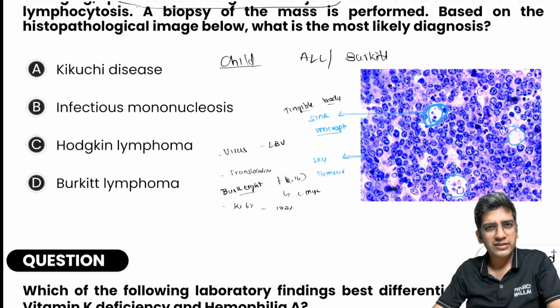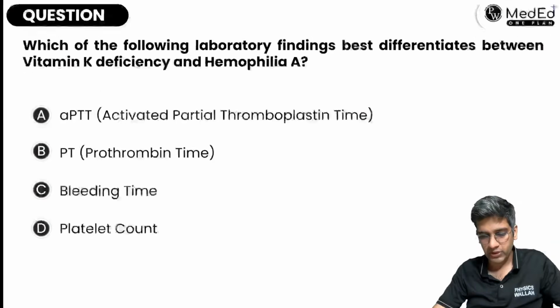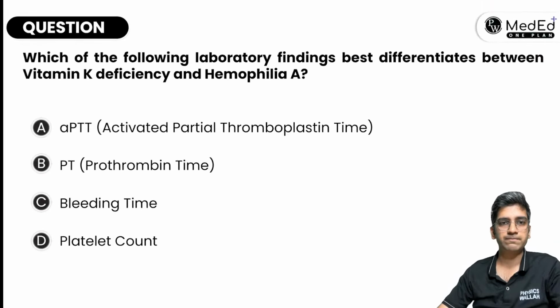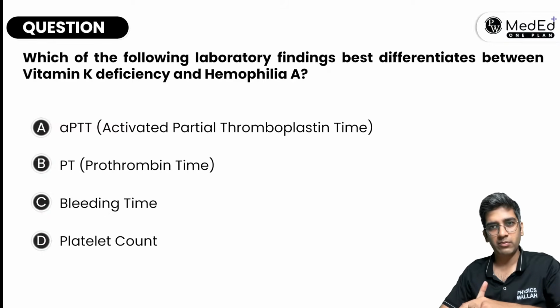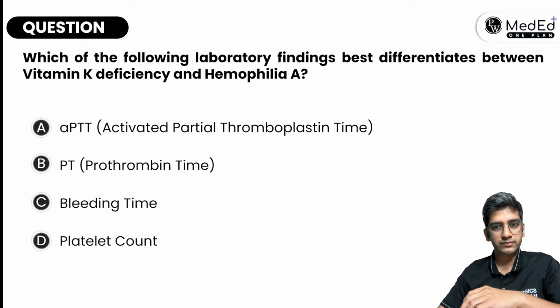This way, we'll be talking about very few points with respect to every question so that we can complete the question and know the approach as well. Okay. Next question. All these are from your predictor series. I'm sure you must have seen these questions. Which of the following lab findings helps to best differentiate vitamin K deficiency from hemophilia? What do you think is the right answer? A, B, C, D, anything.